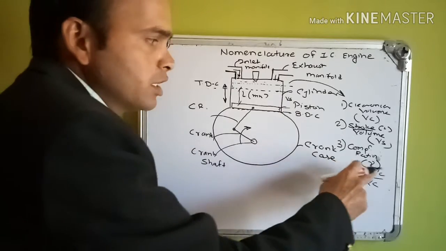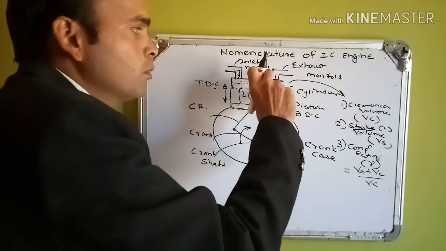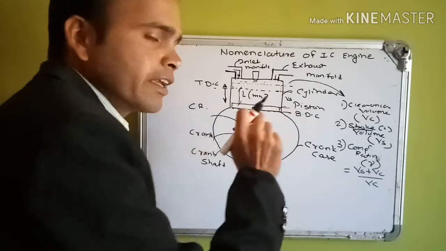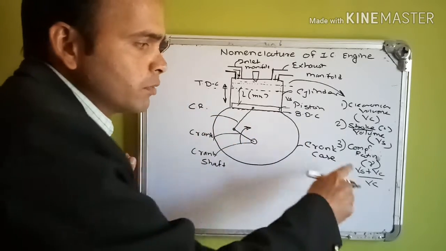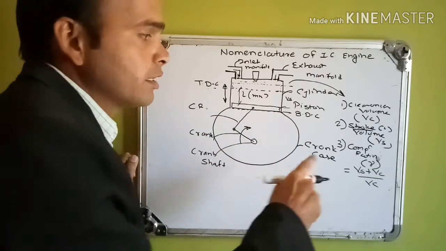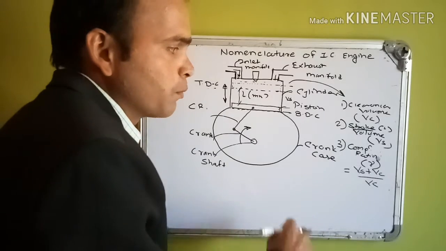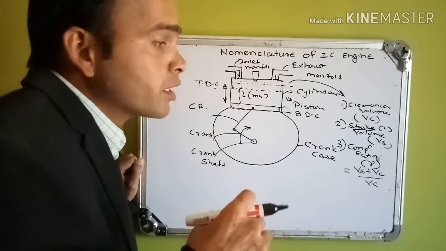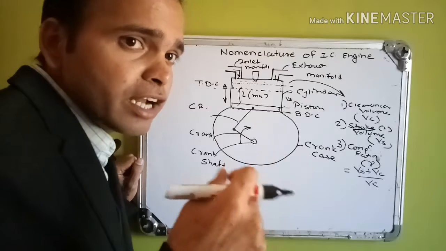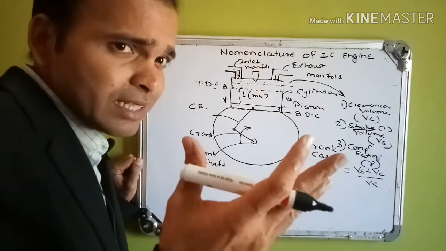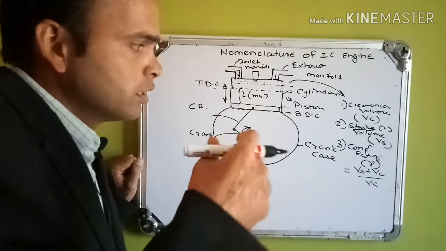That is, Vs plus Vc, meaning stroke volume plus clearance volume, which can also be called the total volume, divided by clearance volume, is called the compression ratio. Now this compression ratio is different for a petrol engine and for a diesel engine. Now what is the value of that ratio?